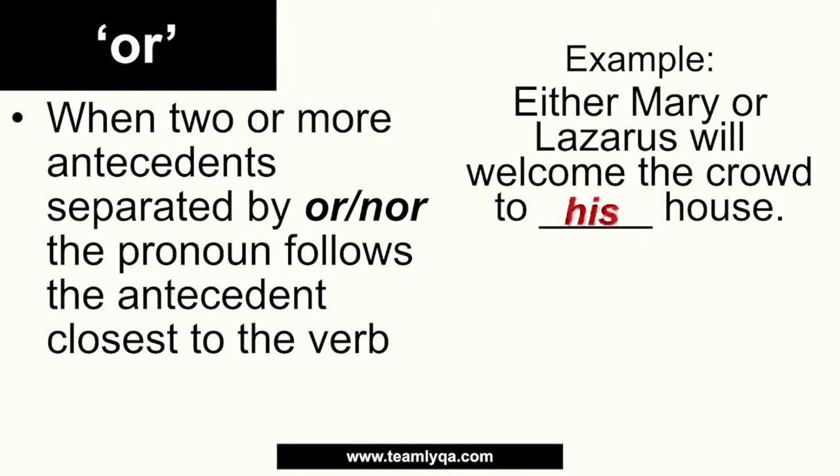Either Mary or Lazarus will welcome the crowd to his house. Okay? Now again, kung babalik rin naman natin, kung isi-switch ko yung position nila, kung gagawin natin na either Lazarus or Mary will welcome the crowd to blank, magiging her. Okay? Now, bakit magiging her siya? Kasi nga, this time, si Mary naman ang mas malapit doon sa verb. Okay? So again, depende sa kung sino yung malapit. Proximity rule tayo. Now, paano naman kung ganito?